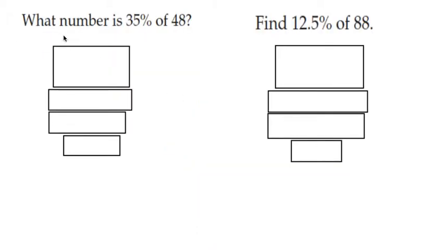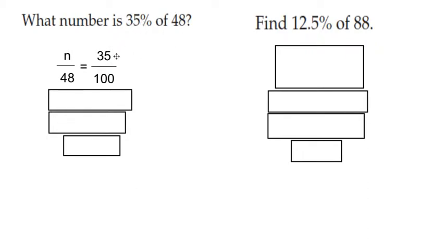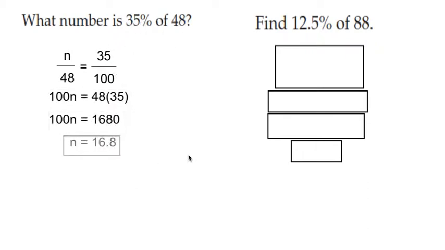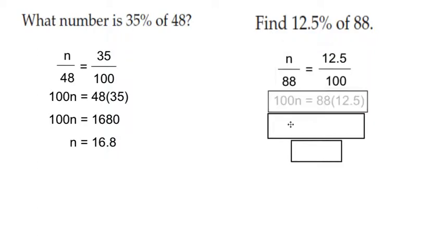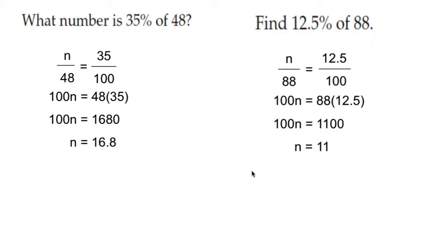Couple more examples. What number is? We're looking for the is part, so it's going to be x or n over 48. That goes with of. Our percent is always over 100, and then cross multiplying we get n equals 16.8. On the right hand side, find 12.5% of 88. So we have our percent, 12.5 over 100. We have the of part, which is 88, so we're looking for is, the only thing missing. So cross multiplying, we end up with n equal to 11.